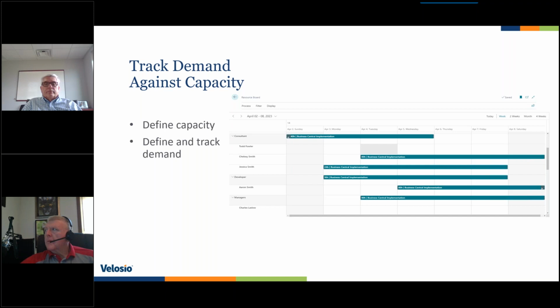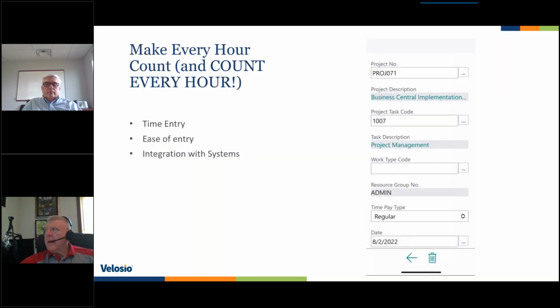That's correct. Cool. So we've got demand, we've got capacity. So now we have to worry about hours. And the headline there is make every hour count and count every hour. I'm going to start this one because this is something that is near and dear to my heart.